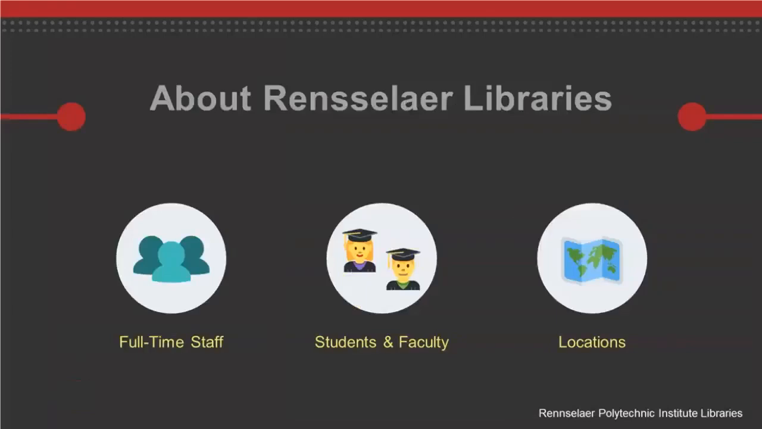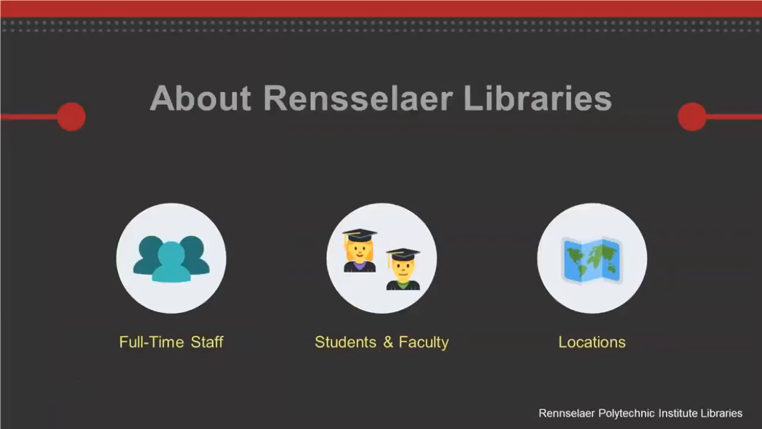So how does the library fit into this larger picture that I'm painting? We have a very small staff. We have under 20 full-time staff members. We have 32 student workers. We have 2 locations here in Troy, and we have 2 campuses that our 2 Troy locations serve.